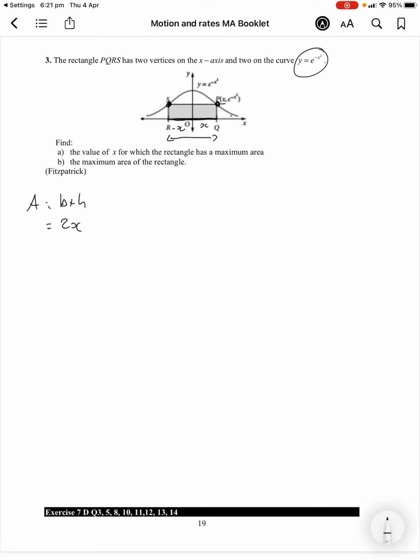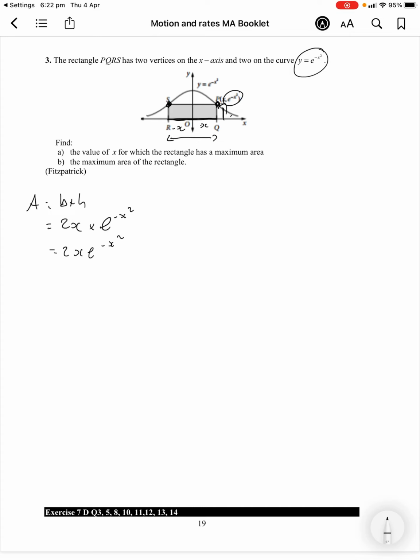The height is going to be the y coordinate where that x is. And you can see from that point there, it's e to the negative x squared. That's going to be that length there. So the area is 2x times e to the negative x squared. It's really not too bad here. So I want to find the value of x for which it's a maximum area.